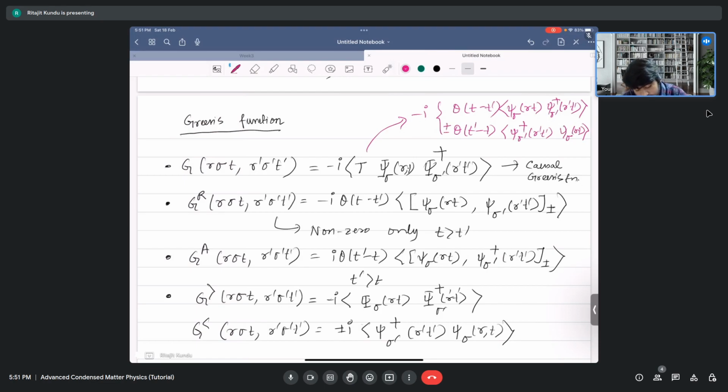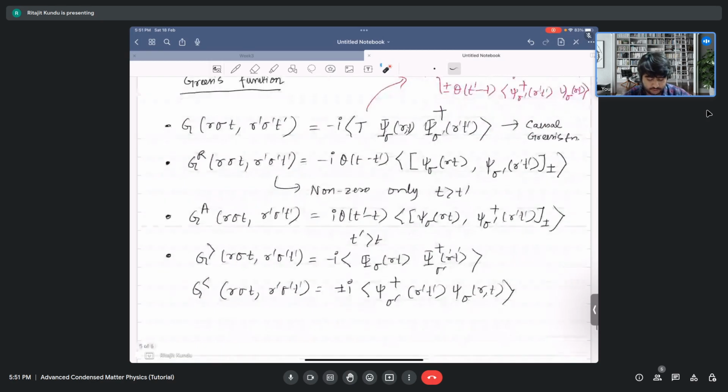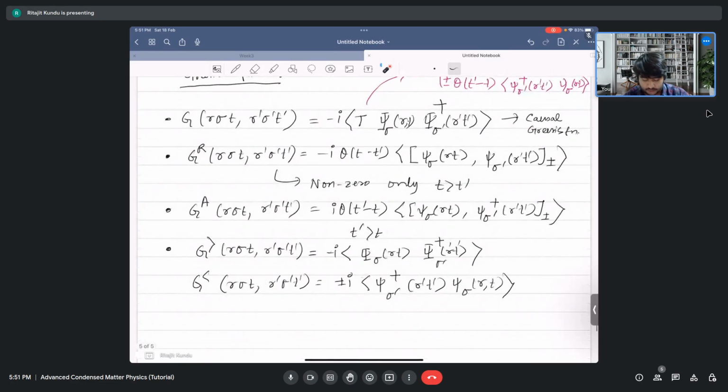Okay, and you see that, apart from these theta functions, this part is the greater Green's function, right? So this is just G greater and this is G lesser. That's why these are called greater or lesser, because this only happens when t is greater than t prime, and you will get lesser only when t is less than t prime. So greater or lesser is just terminology people use.